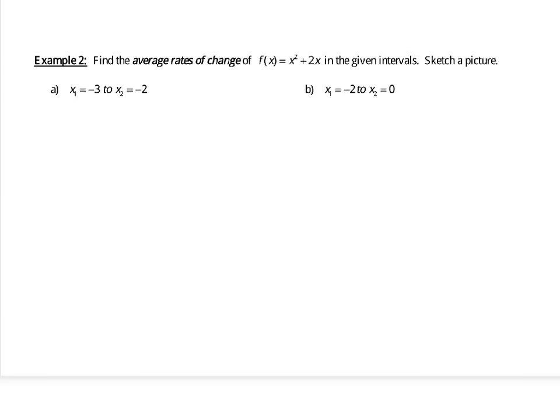Now we will calculate the slope of the secant line that connects the 2 points as if they were on a straight line. So to do that, we will run the formula y2 minus y1 over x2 minus x1. So I will plug in the y values that we just found along with the x values that we were given, and we will simplify.